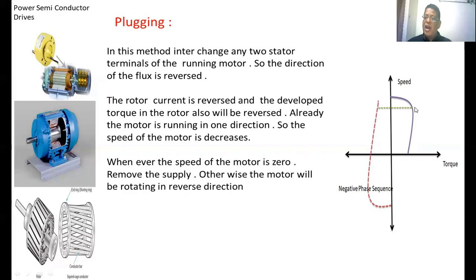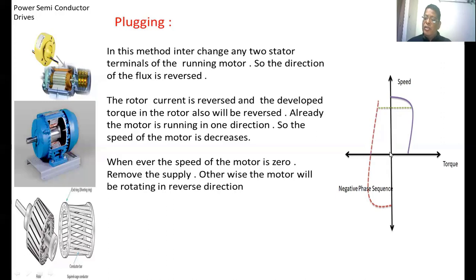Here we change the R and Y phase. Once the R and Y phase is changed, the operating point will be shifted here. The negative torque is developed. Due to the negative torque, while the motor is already running in one direction, the speed of the motor will decrease and slowly come to zero.